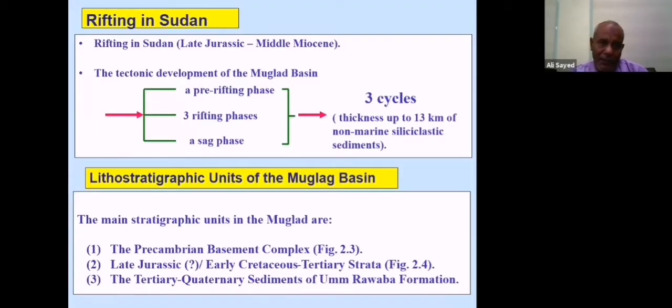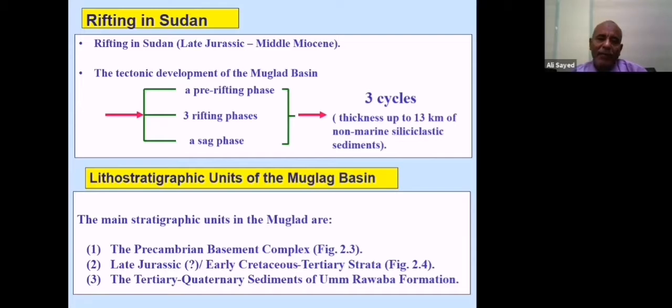Rifting in Sudan started in the late Jurassic, as I said, up to the middle Miocene. If we focus on the tectonic development of the Muglad Basin, we have a pre-rifting phase and three rifting phases, and each rifting phase was followed by a sag phase. This gives rise to three cycles, with a thickness of up to 13 kilometers. All of them are non-marine siliciclastic sediments.